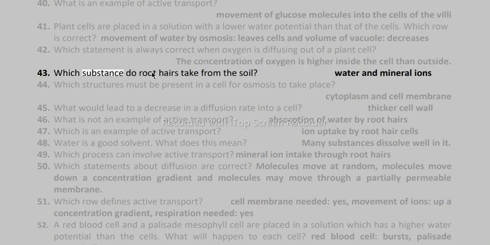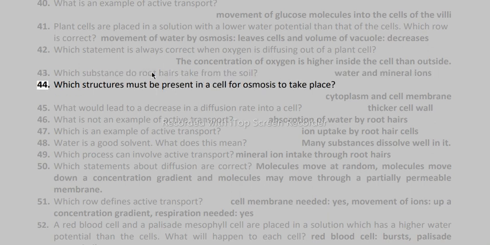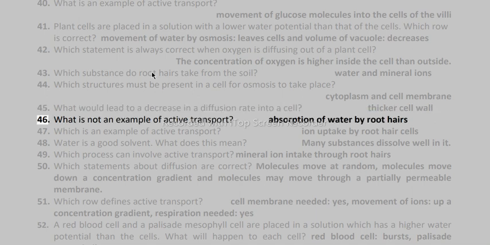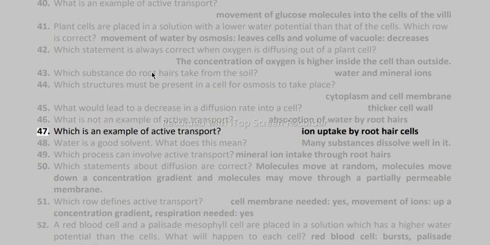43. Which substance do root hairs take from the soil? Water and mineral ions. 44. Which structures must be present in a cell for osmosis to take place? Cytoplasm and cell membrane. 45. What would lead to a decrease in a diffusion rate into a cell? Thicker cell wall. 46. What is not an example of active transport? Absorption of water by root hairs.